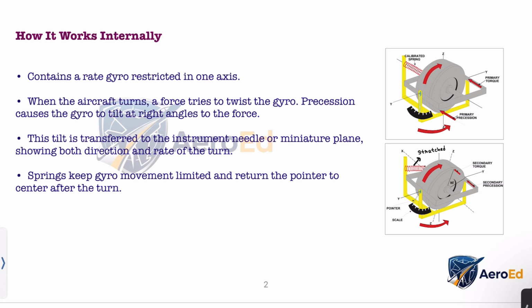So now we are going to look at the construction of the turn and slip indicator. This is the most important part of the chapter. Before we start, you should know that the turn and slip indicator contains a rate gyro. That means it has only 1 degree of freedom. So what happens when an aircraft turns? Whenever an aircraft turns, a force tries to twist the gyro.